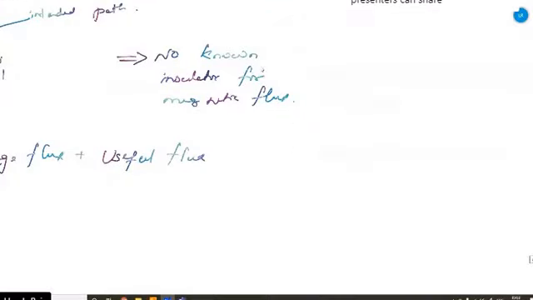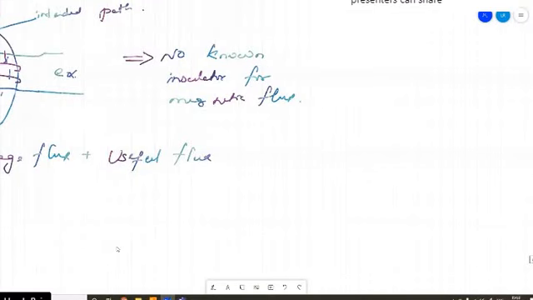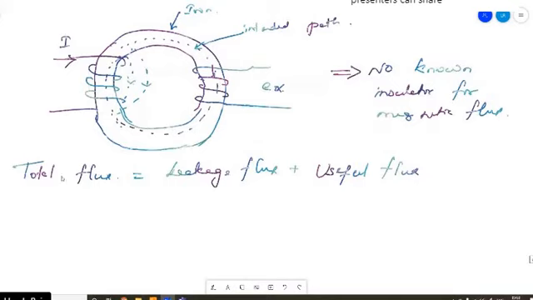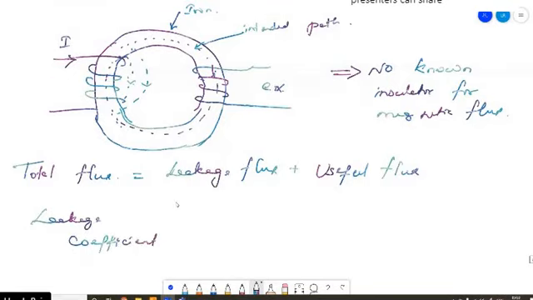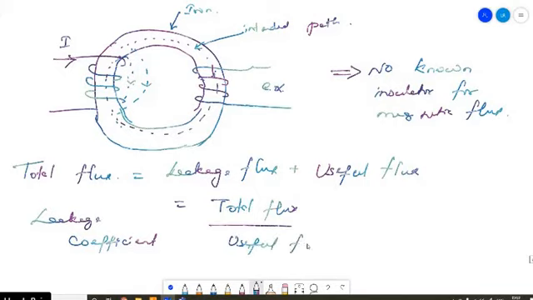There is one quantity which we can define based on this concept, which is called the leakage coefficient, which is given by total flux divided by useful flux. This is denoted as lambda.